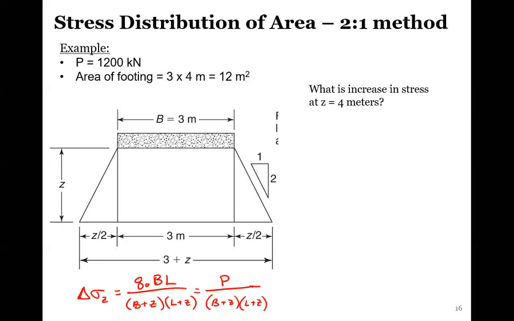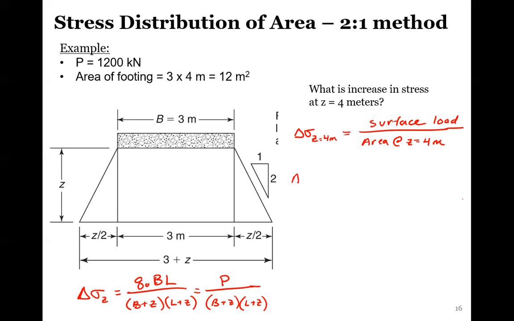So what we see here is delta sigma Z, we'll just say at Z equals 4 meters, is equal to the surface load divided by the hypothetical area at Z equals 4 meters. That's basically what this equation is telling us. So the P doesn't change, we're still taking that surface load, but now we're just dividing it by a larger cross-sectional area.